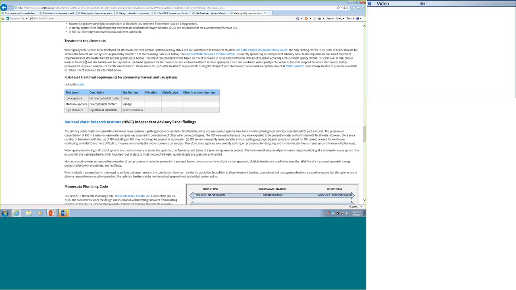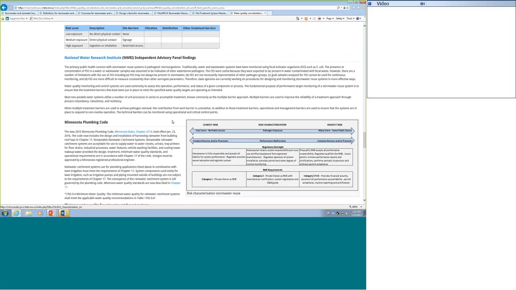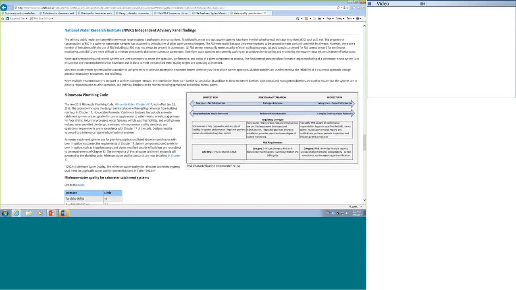This will be updated. A report is coming out soon from the NWRI. We got this as a draft just to show you where they're at, how they think this might be presented. Again, we have some information about the Minnesota Plumbing Code, so pay attention to this if your beneficial use is within a building.